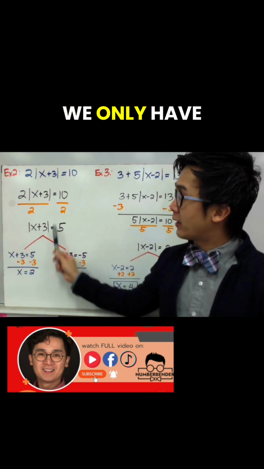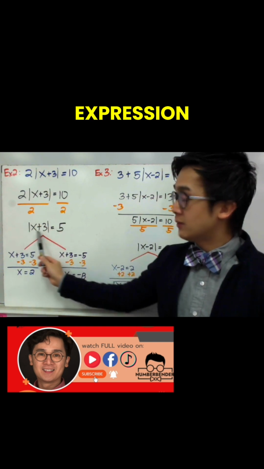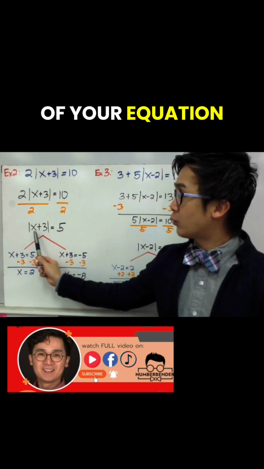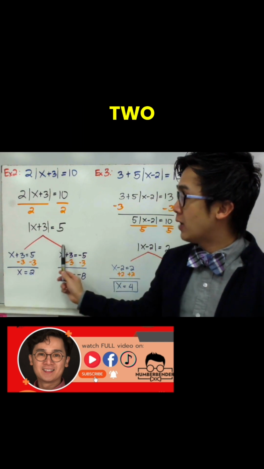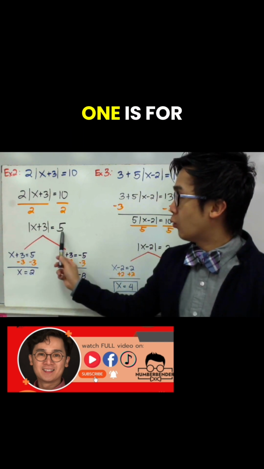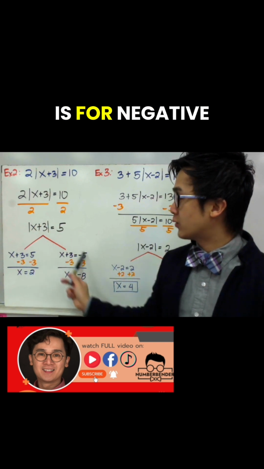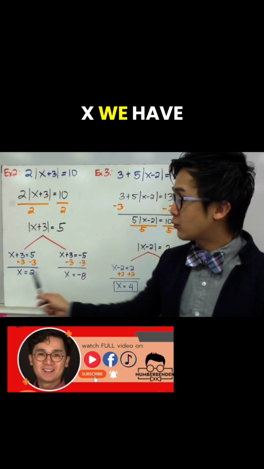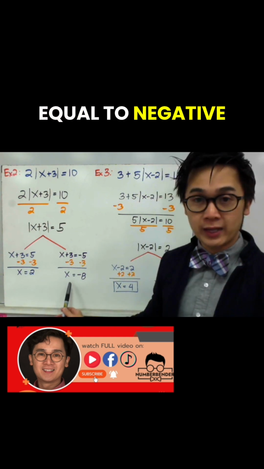And now that we only have the absolute value expression on this side of the equation, we can split it into 2 equations. One is for positive 5 and the other one is for negative 5. And solving for x, we have x equal to 2 and x equal to negative 8.